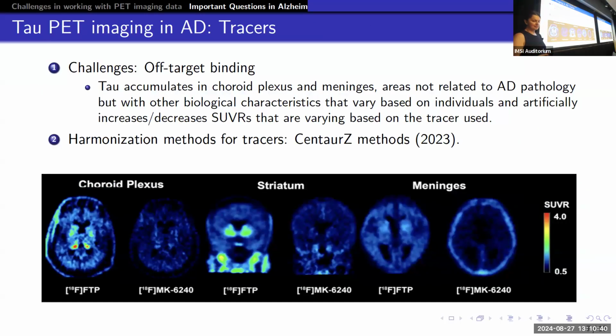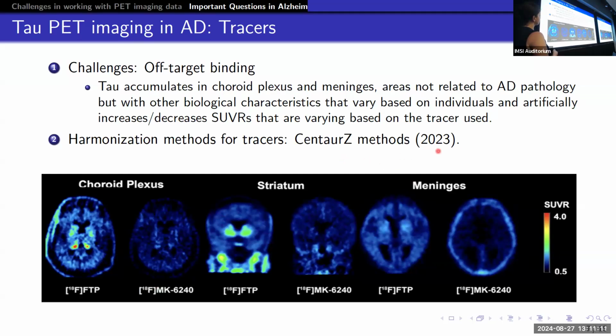Some of the challenges, as I was saying earlier, is the off-target binding. Tau accumulates in the choroid plexus, right? In this area. Again, this is the same subject that is measured with the FTP and MK, this is data from the HEAD study. And as I said, we haven't done this before. You can see the distribution of the tracer is not the same between FTP and MK. Striatum area and meninges.